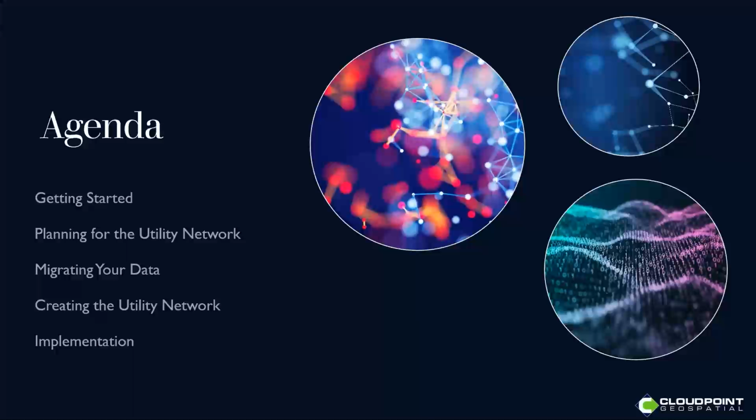The next stage is migrating your data into the new schema. And after that, you're going to go through the process of actually creating the utility network, and then you'll implement it by branch versioning your data, enabling topology, and publishing your utility network service to your portal. Due to time constraints, we won't be able to get into working with the utility network. So that would be things like setting up associations, running traces, and creating diagrams.